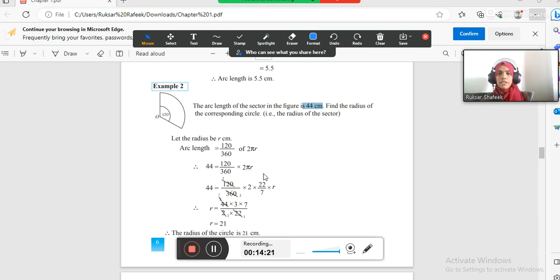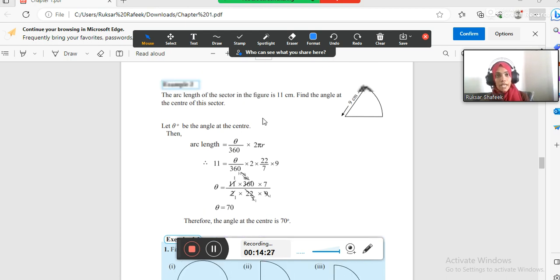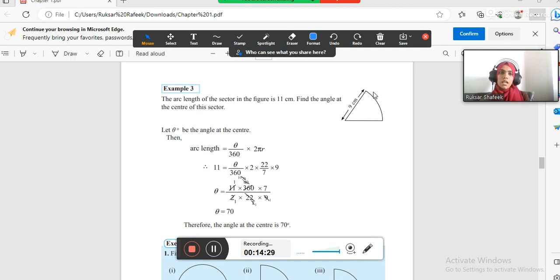So let me clear this part, and then based on that, this is another example that they've worked where they've given us the radius and the arc length and we need to find the angle. It's the same procedure, but we are making theta the subject here. So all the denominators become the numerator. So 11 multiplied by 360 multiplied by 7 divided by 2 times 22 times 9, and then you do the simplifying and you get the answer for your theta there itself.